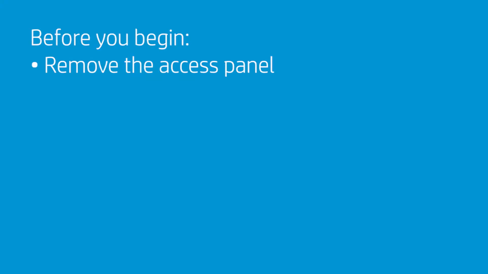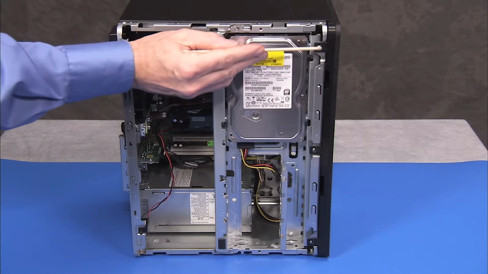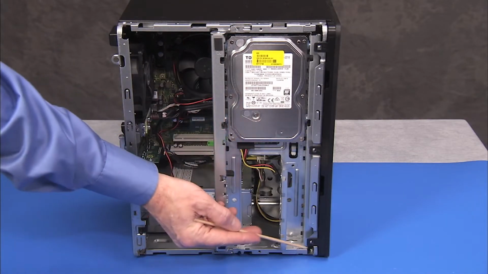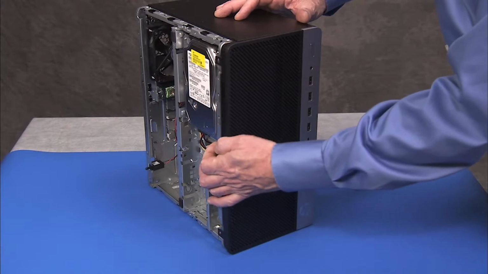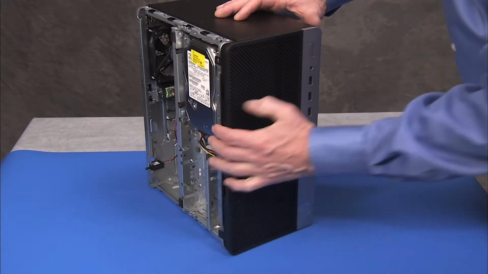To remove the main bezel, or dust filter bezel, first remove the access panel. Unlatch the 3 side tabs of the main bezel and rotate the bezel away from the PC.